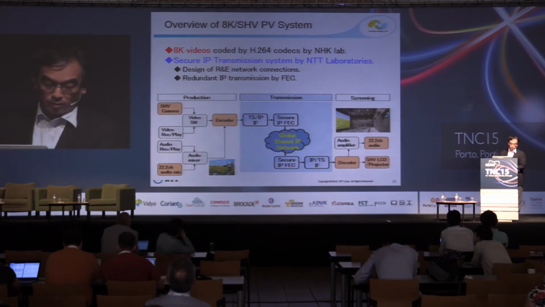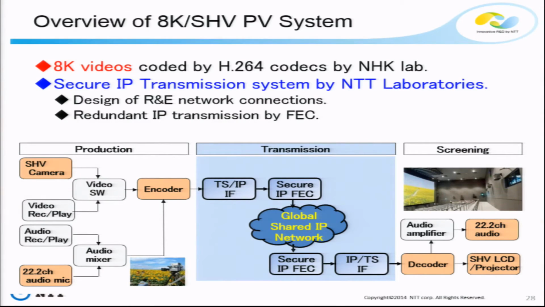And this is an overview of transmission for 8K public viewing. The camera part on the left and the playback part on the right were prepared by NHK and TV Globo in Brazil. My presentation is focusing on the hatched part, receiving transport stream from NHK's camera system, then sending them to Japan to deliver the stream to the public viewing sites in Japan.